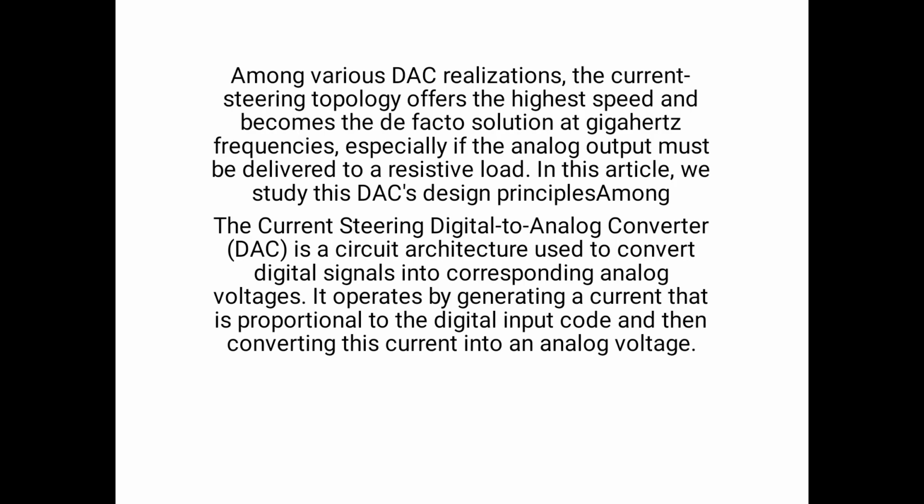The digital to analog converter is a circuit architecture used to convert digital signals into corresponding analog voltages. It operates by generating a current that is proportional to the digital input code and then converting this current into an analog voltage.